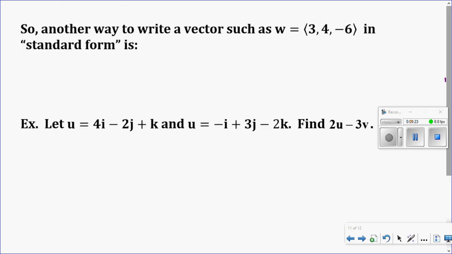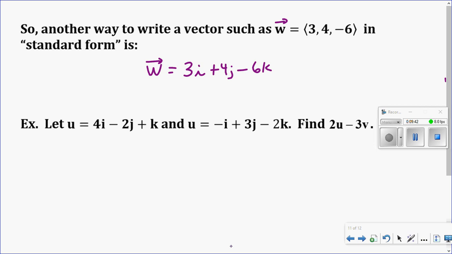Okay, good. All right, so another way to write a unit vector, or a vector such as this in standard form, is to write w. And usually they have little arrows above them, or they're bold or something, no big deal. Another way to write this is to write 3i plus 4j minus 6k. So that's called standard form.